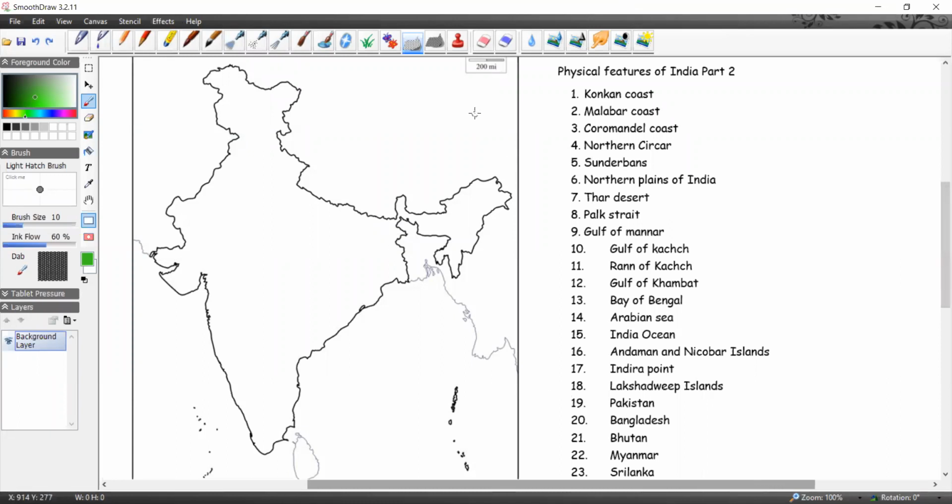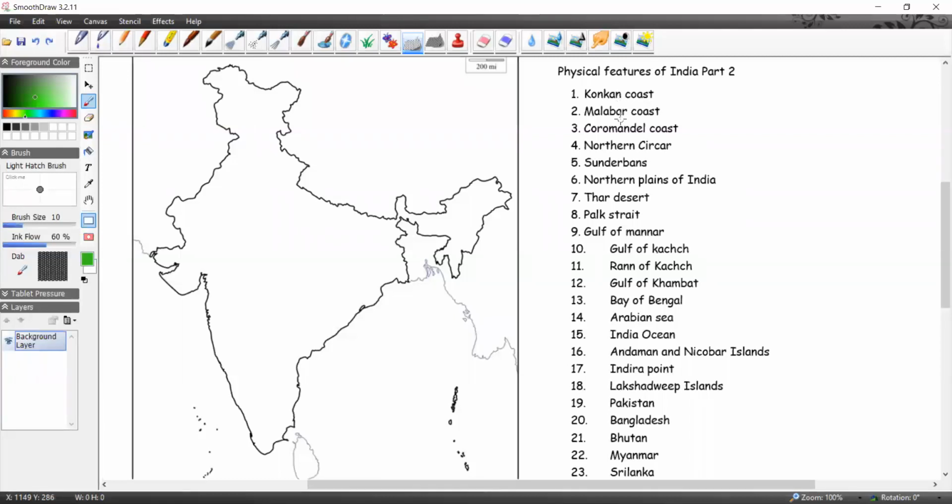In the previous class, we learned how to mark the important mountain ranges, peaks, and plateaus of India. And in today's class, let us learn how to mark the other physical features of India like the coastal plains of India, boundaries of India, neighboring countries of India, etc. So here first we have Konkan coast.